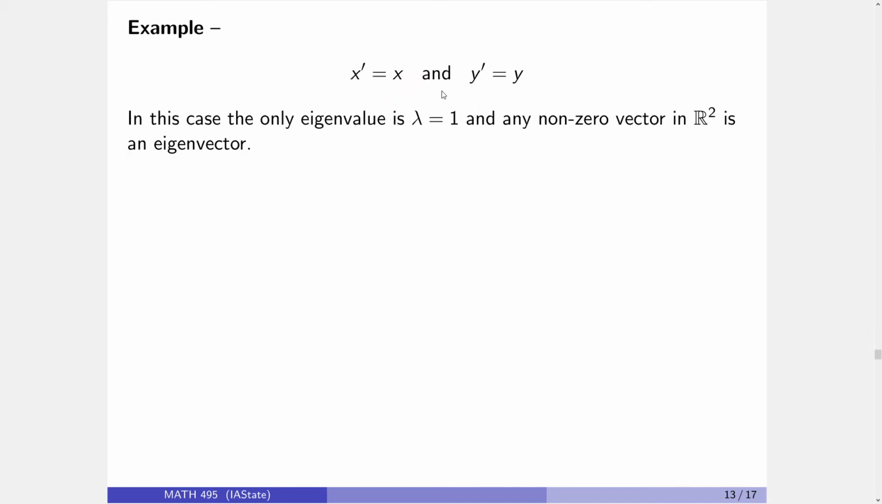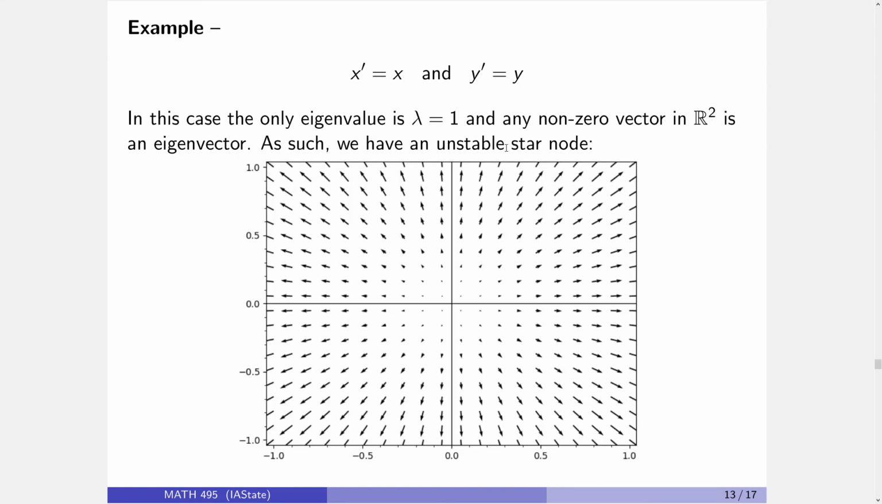Okay, so here's a really boring one, and we kind of talked about this, right? This is an uncoupled system. There is precisely one eigenvalue, and any non-zero vector in R2 is an eigenvector, so it's an unstable star node. So there you go. It's just straight lines shooting out of the origin. I think I should have plotted a line so you can kind of see it. Wherever you draw a line, it's going to go through here.